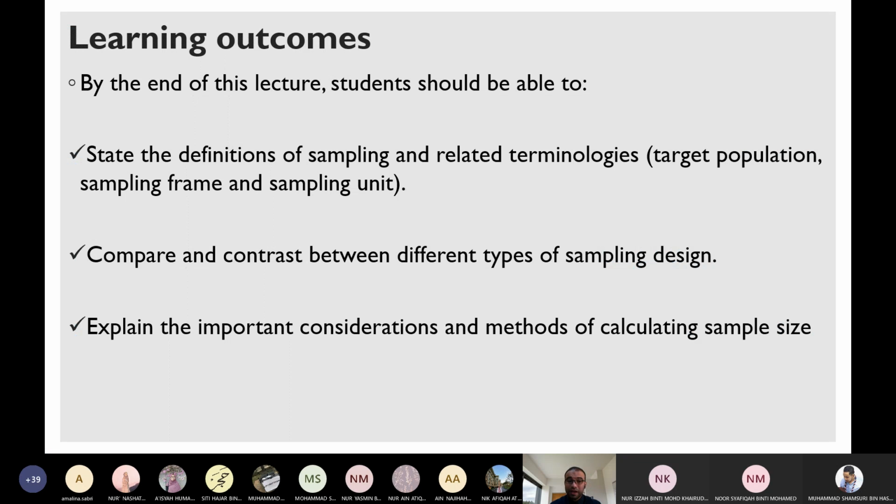So we want to understand, overall, the definitions and the terminology when we talk about the population, the sampling frame, or the sampling units, and we want to get an overview of the different types of sampling design methods and techniques. Toward the end we have some practical considerations on how to calculate the sample size.